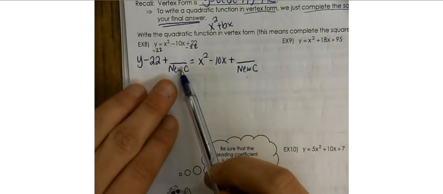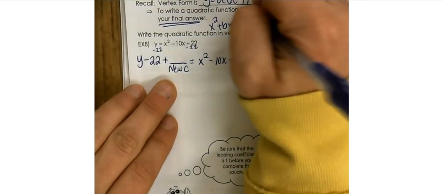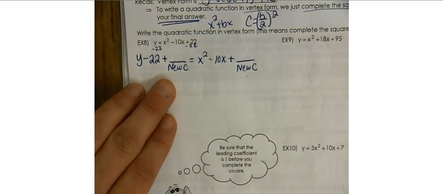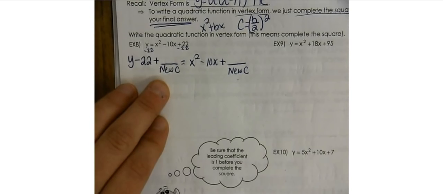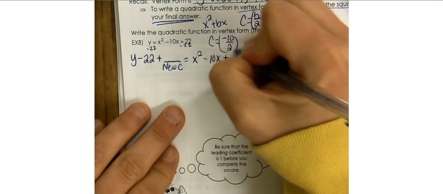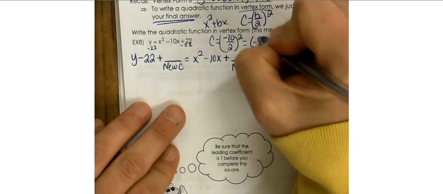And the way that you find your new c, once again, is your b value cut in half and then squared. So it's half of b squared. My b value in this case is negative 10. So I'm going to write negative 10 cut in half and then squared. So that is going to be negative 5 squared, which is 25. So I'm going to add 25 to both sides.